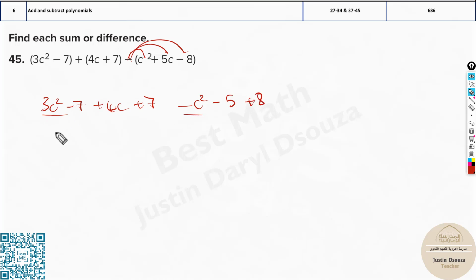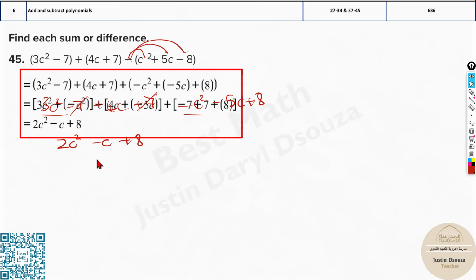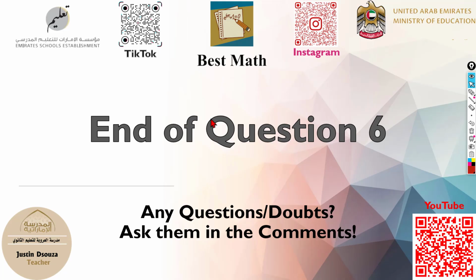Now all the squared terms. 3 minus 1 is 2. So it's 2c squared. And what about c terms? There is over here 5c, which I forgot to write. It's 4 minus 5. So it'll be minus c only. And lastly, this cancels off. It'll be plus 8. So that is the final answer. It's 2c squared minus c plus 8. That's how easily we can solve this particular question, and that's the end of question 6.